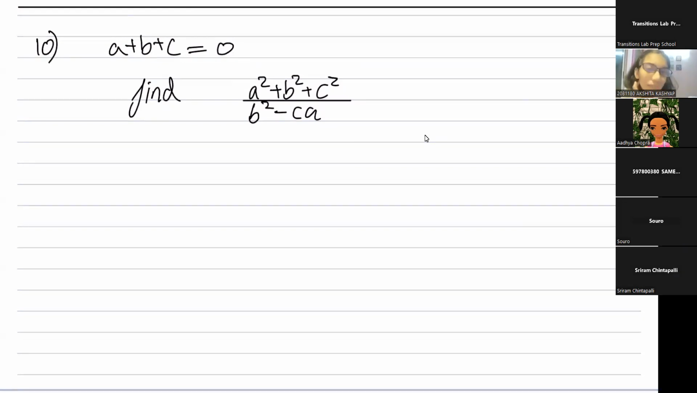Can't this answer be almost anything? No, if you are thinking it would be 0 by 0 form, it won't be. Assume that a plus b plus c equal to 0, not all of a, b, c equal to 0. I'm just giving an example: a could be 7, b could be 10, and c will have to be minus 17. The answer will come the same, so there is a proportionality between the numerator and denominator. That's why I've given the question. Otherwise, I wouldn't have given it.